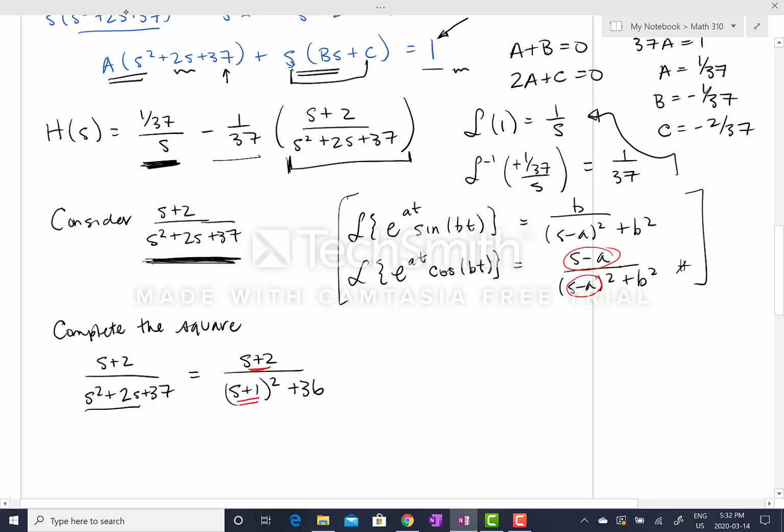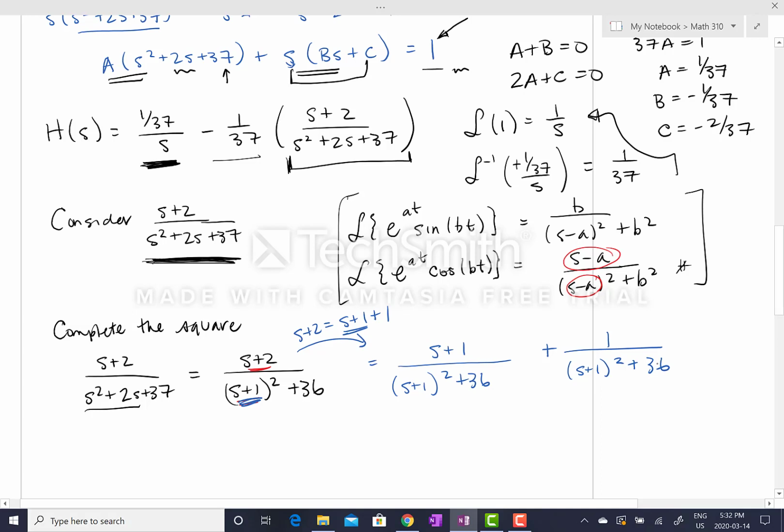I'm going to say s plus 2. So going from the next step here, I'm going to say s plus 2 is s plus 1 plus 1. Why did I pick s plus 1? Because the s plus 1 is already down here. So I'm going to rewrite this in this way: s plus 1 divided by s plus 1 squared plus 36. Then I've got that additional 1. There it is: 1 over s plus 1 squared plus 36.